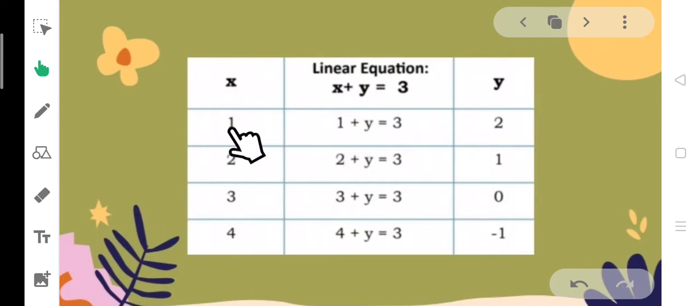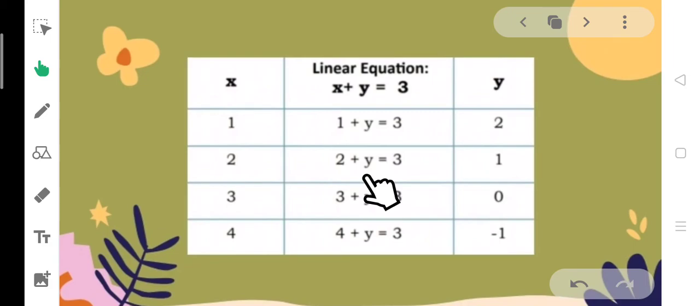For example, if x is 1, substitute 1 to x, copy y, then copy 3. So we have 1 plus y equals 3. Subtracting 1 from both sides of the equation, this becomes y is equal to 3 minus 1, meaning y is equal to 2. Then if x is 2, substitute 2 to x, so we have 2 plus y equals 3.